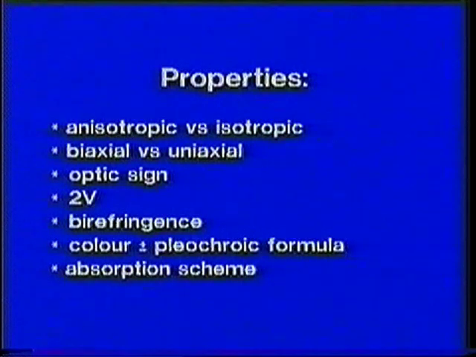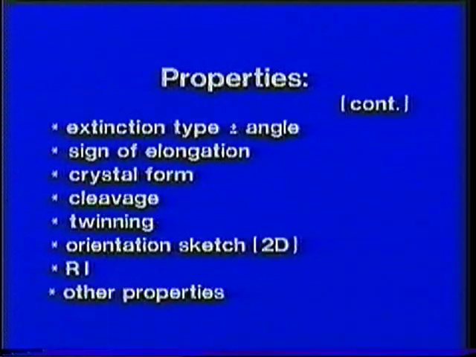These properties will now be determined for an unknown mineral. Most properties require the use of just two types of grains, the lowest interference colour grain and the maximum interference colour grain.